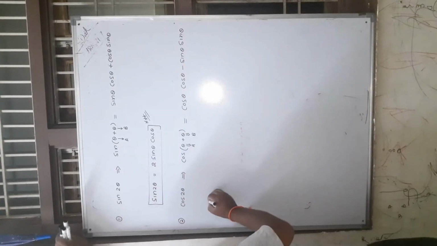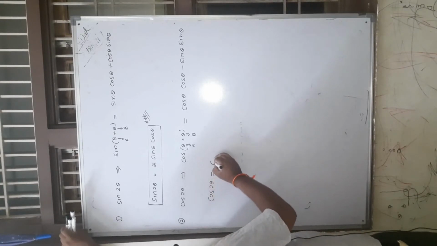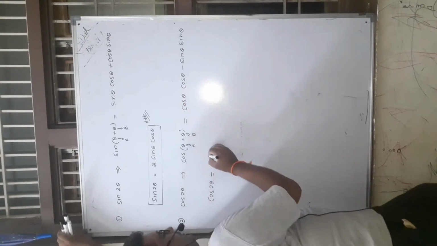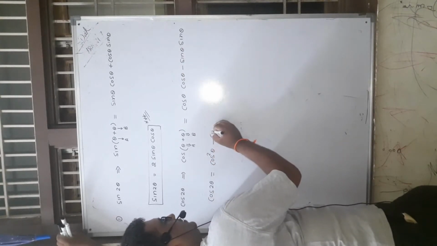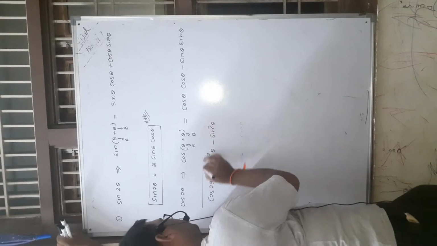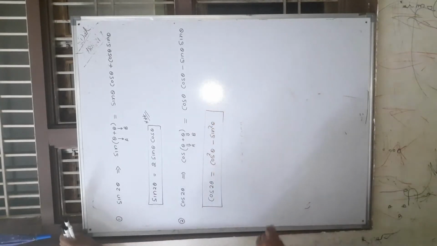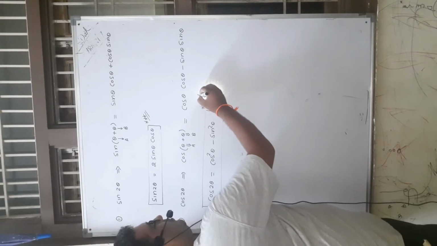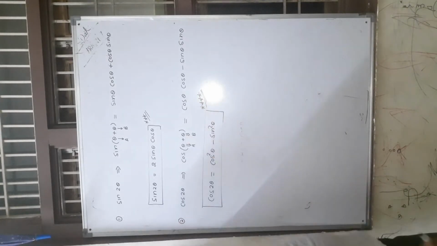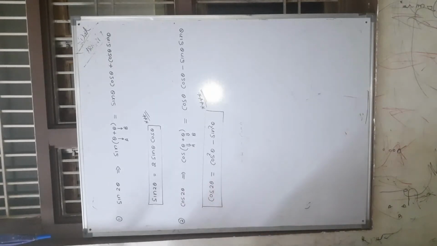From this formula you notice that cos 2 theta is equal to cos theta into cos theta, cos square theta, minus sin theta into sin theta, sin square theta. So cos 2 theta is equal to cos square theta minus sin square theta. This formula is also very important from the physics point of view. So this is sin 2 theta and this is cos 2 theta.